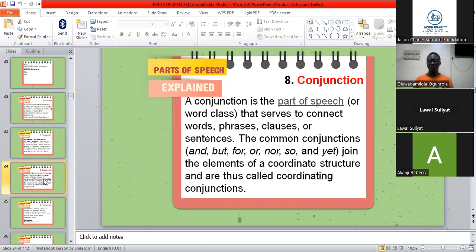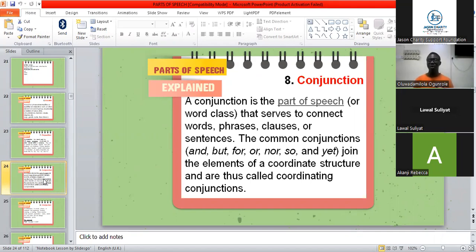So that is fanboys. That is a collection of conjunctions that we have. But there are some other types of conjunctions that we have. And basically, when we were having the class the other time, I told you we can have a preposition being used as a conjunction. So there are some prepositions that can be brought in as conjunction.